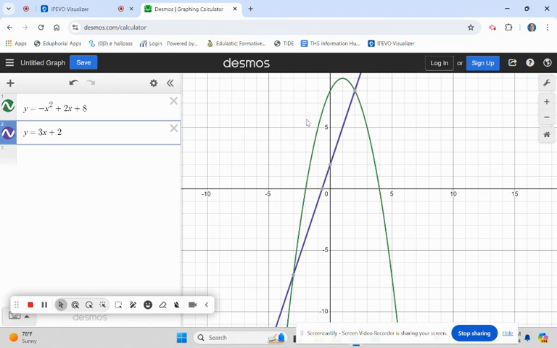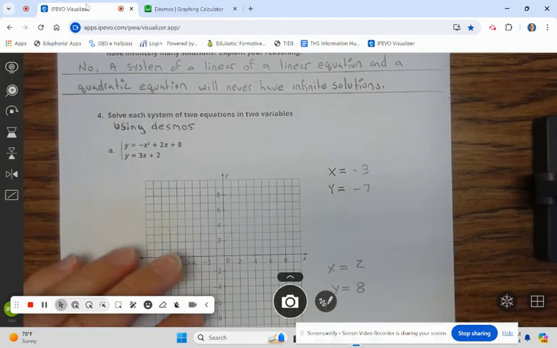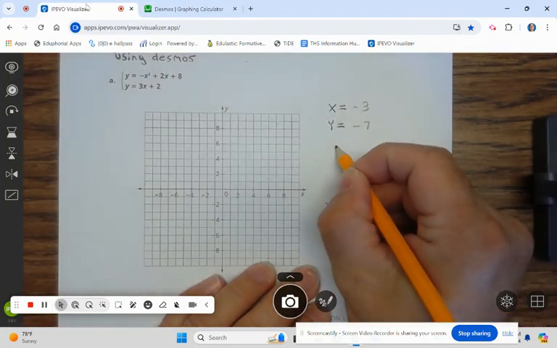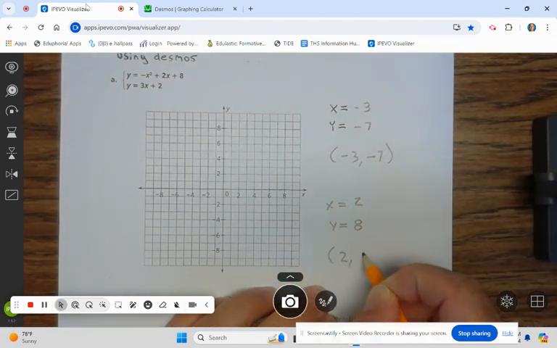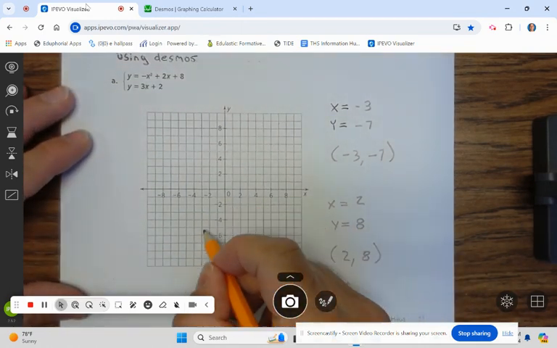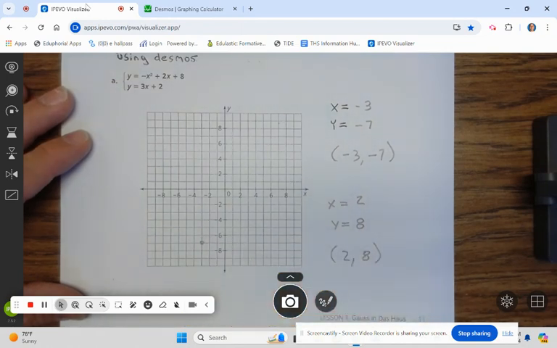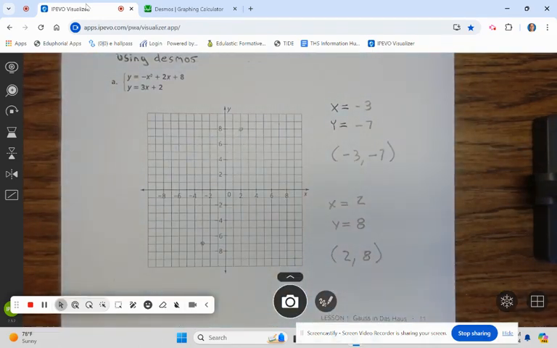All right, you'll see here it has 2 solutions. So we have here and here. All right, so we have x equals -3 and y equals -7, which can be written as the point -3, -7. And x equals 2, y equals 8, which can be written as the point 2, 8. All right, so let's go ahead and graph the points of intersection first. So -3, -7, 2, 8. And that forms our first line.